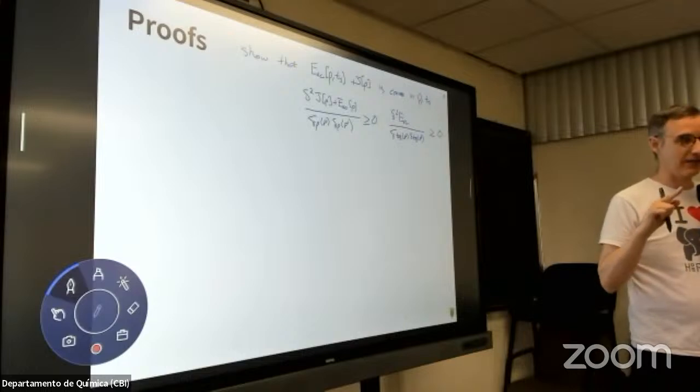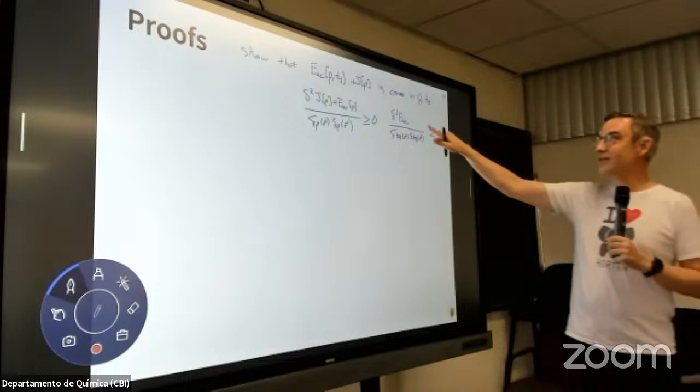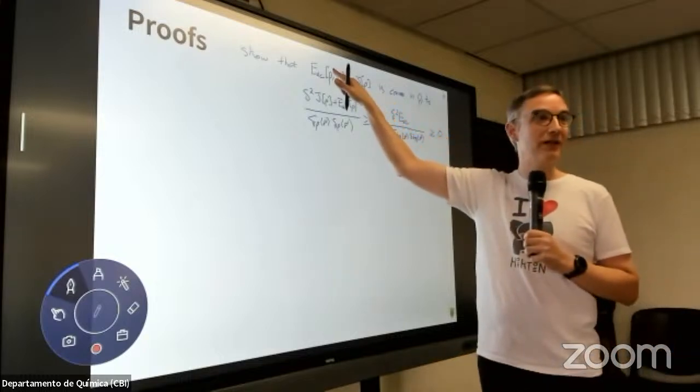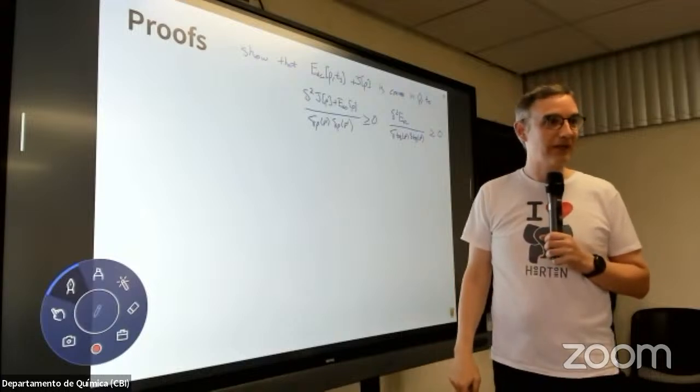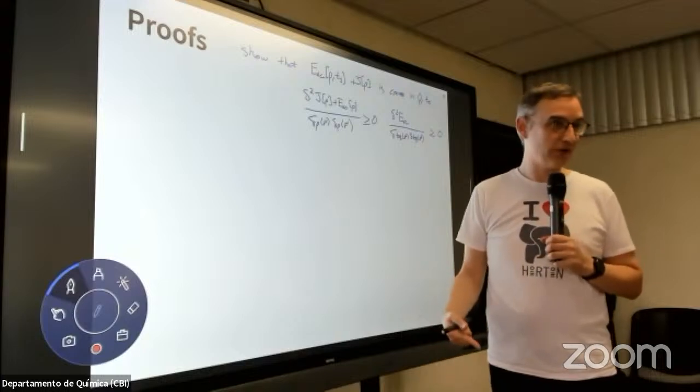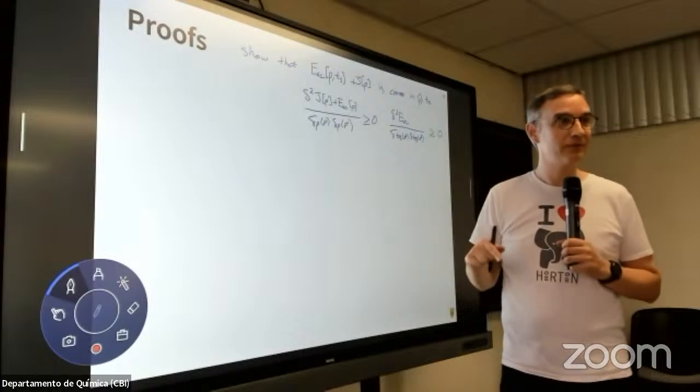So this is getting back into the kinetic energy side. This type of form is what you use in a meta-GGA, right? And this is a constraint on meta-GGAs, right? That the second derivative with respect to kinetic energy density had better be always positive. Okay.